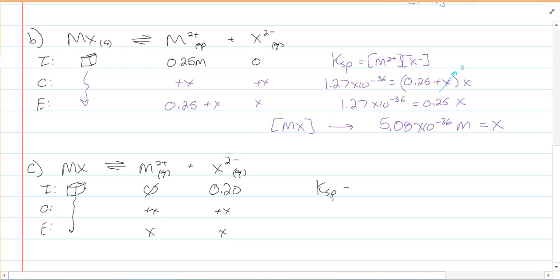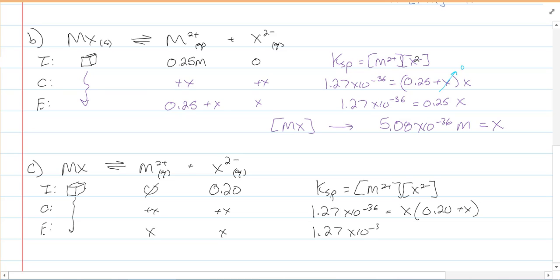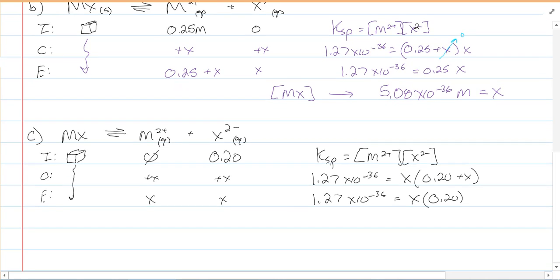So I have KSP is equal to M2 plus times X2 minus, I forgot the 2 minus up there. Let me fix that. So this gives me 1.27 times 10 to the negative 36 equals x and 0.20 plus x, which is the same thing as 1.27 times 10 to the negative 36 equals x times 0.20. So x equals, I think it's 6.35 times 10 to the negative 36.